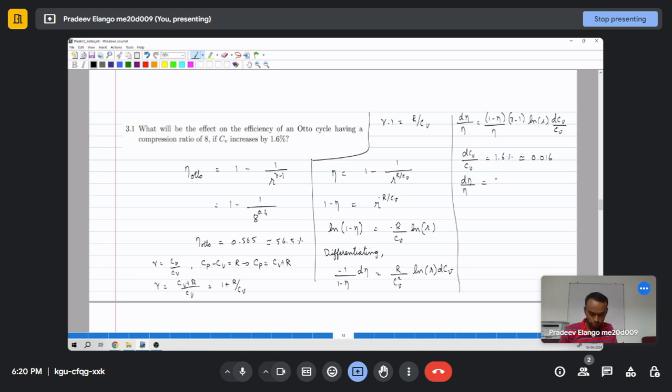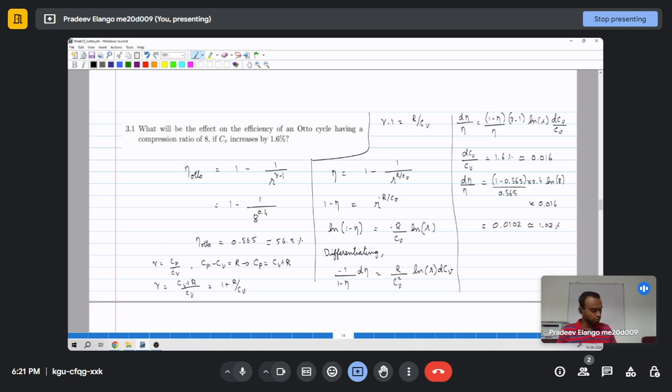d eta by eta is 1 minus 0.565 divided by 0.565 into 0.4 ln of 8 into this 1.6%, that is 0.016. That is 1.02%.